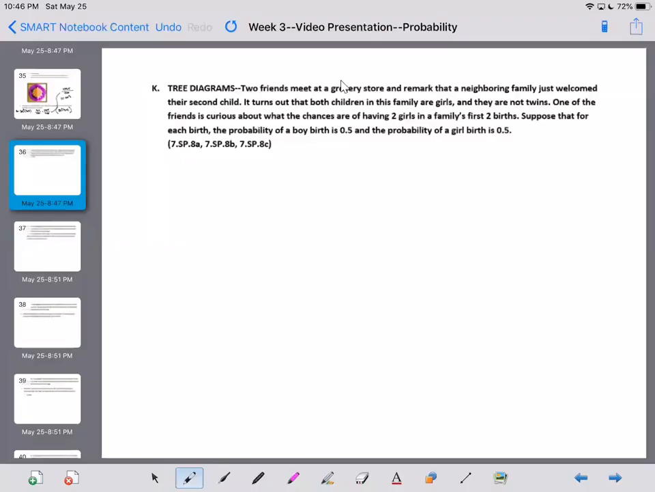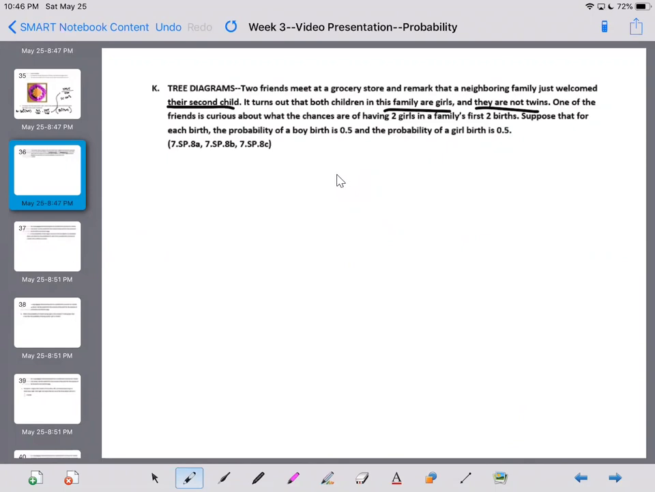All right, in this next section, we're going to look at tree diagrams. We've got two friends that meet at a grocery store, and they remark that a neighboring family just welcomed their second child. Turned out that both children in the family are girls, and they're not twins. And one of the friends is curious about the chances of having two girls in the family's first two births.